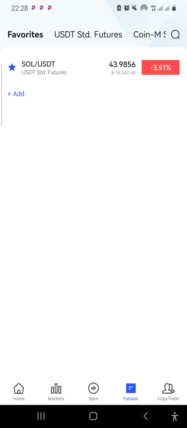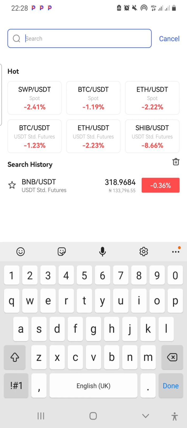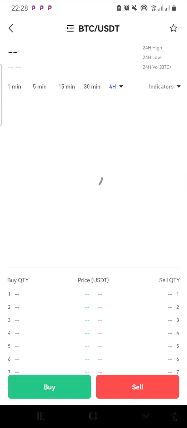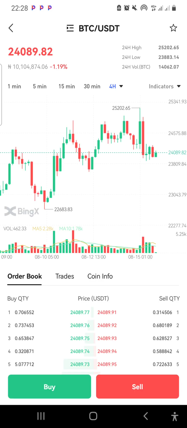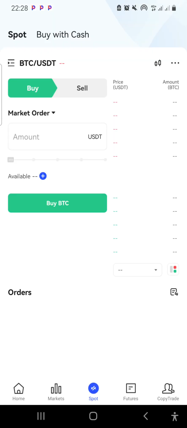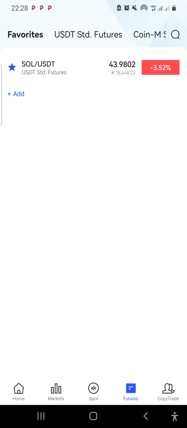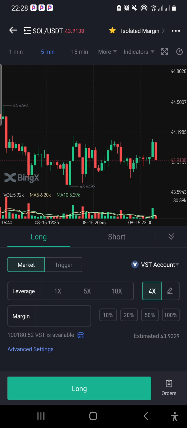Let's go there. It has the same interface as Binance, so it's very easy to understand. Let's say BTC USDT, and I want to buy now. Okay, this is the spot. So futures. This is the futures interface.